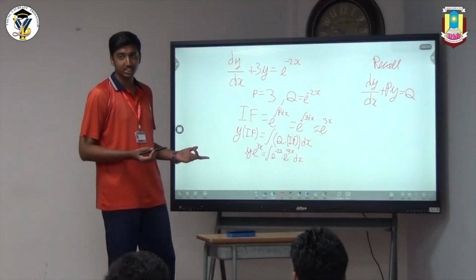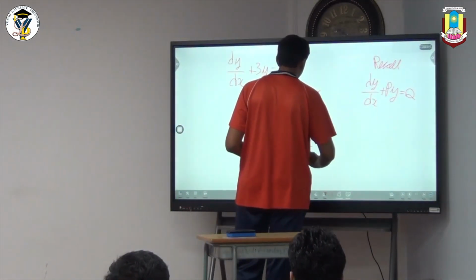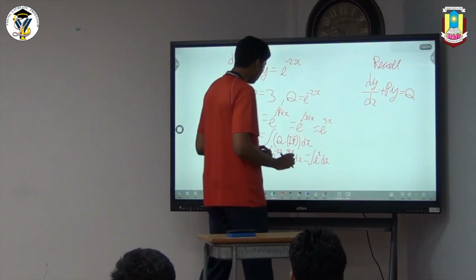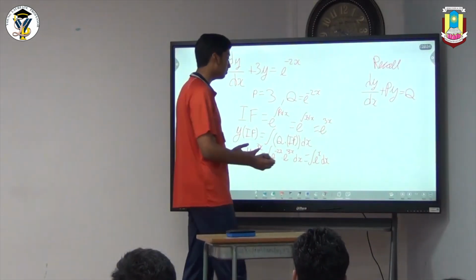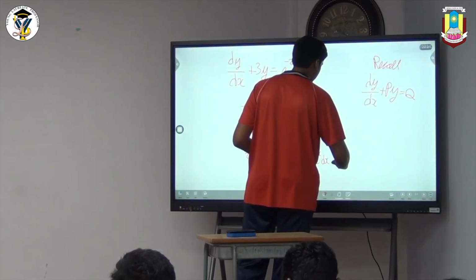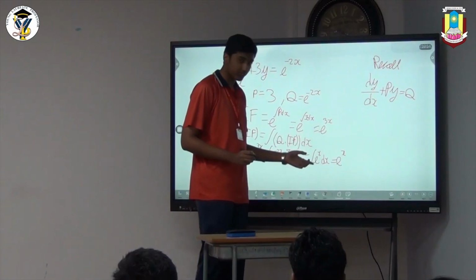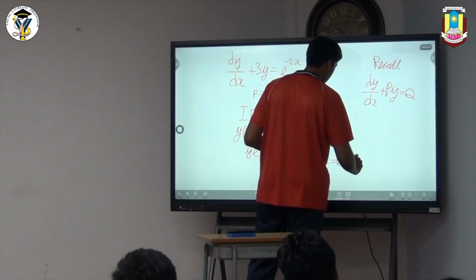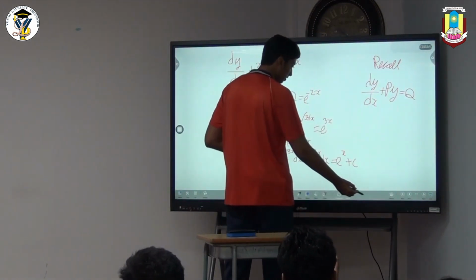Now we can simplify the RHS using laws of exponents, and you will get the result integral of e power x dx, and we know the integral of e power x is equal to e power x. Now we can simplify this expression further.